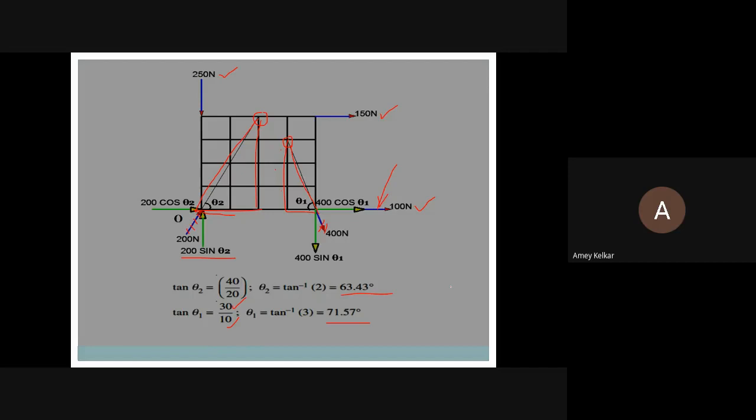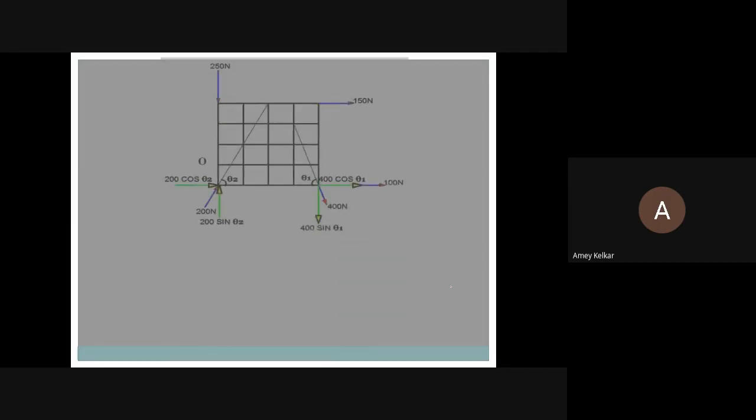So you have got theta 1 and theta 2 here. Please note them down properly. What is theta 2 and what is theta 1, which we have to substitute here and get summation Fx and summation Fy. So all of you take 5 minutes and find out the value of summation Fx and summation Fy. Substitute theta 1 and theta 2 properly. Okay, go ahead.